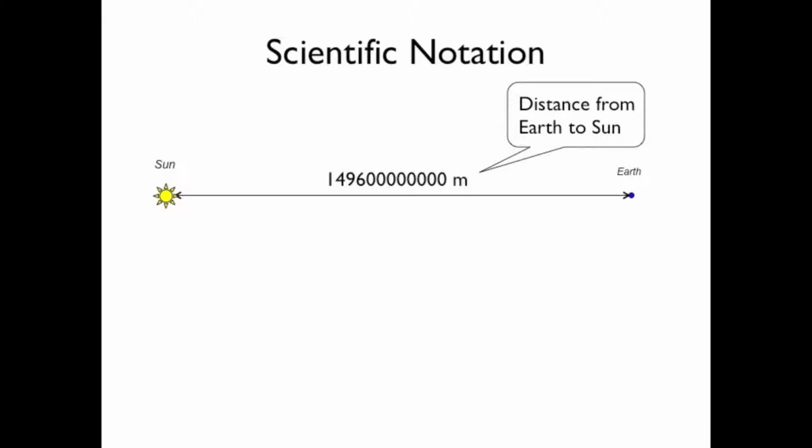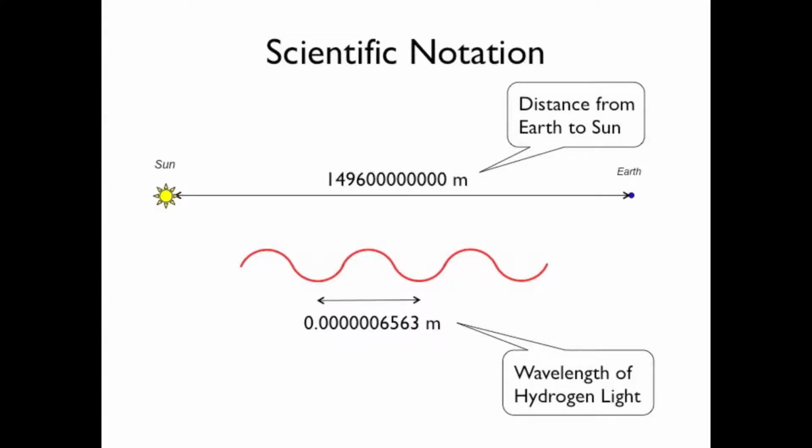Scientific notation. It should come as no surprise that many sciences deal with numbers that are either very big, such as the average distance between the Earth and the Sun, or numbers that are very small, such as the wavelength of a certain spectral line of a hydrogen atom.